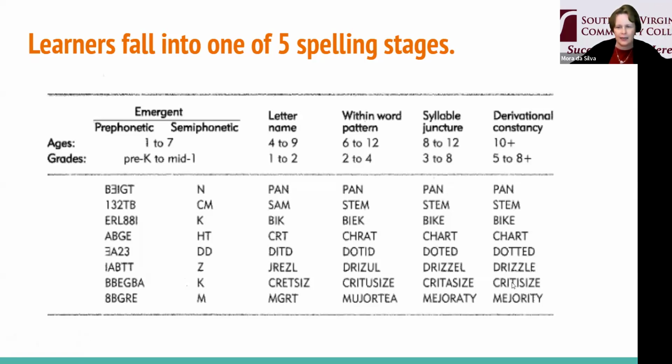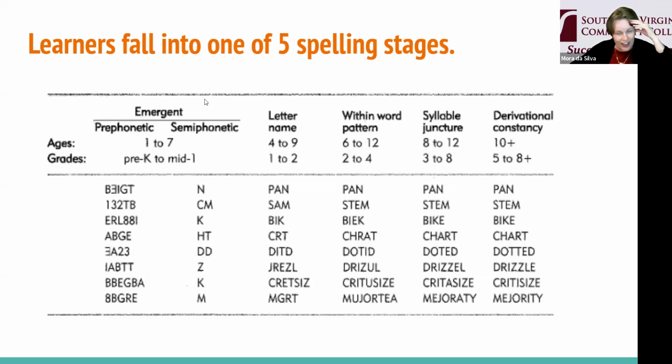It has a C at the end. So that would be critic, right, with the affix at the end, or the suffix at the end. So criticize, even though it changes the sound. Same with majority. It's major. That is your base of majority. So that would be an A. So that's the kind of thing that they're learning there in the derivational constancy stage.